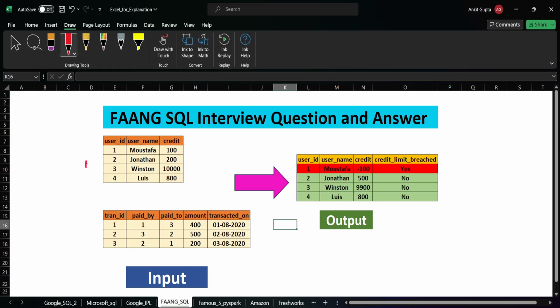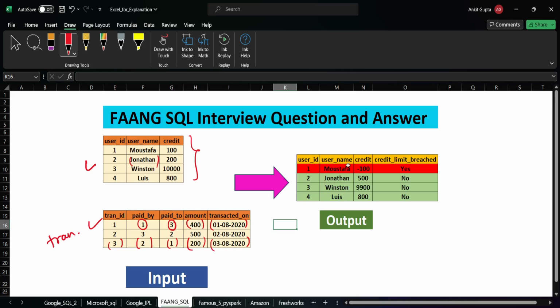So if you see here in the input, we are given this user data, basically the credit balance, username, and the user ID, and we have the transaction details. The first column is transaction ID, the second column is paid by. So basically, user one has paid user three 400 on this day. Similarly, transaction ID three: user two, that is Jonathan, has paid user one, that is Mustafa, 200 on this day. So this is how we can read this input.